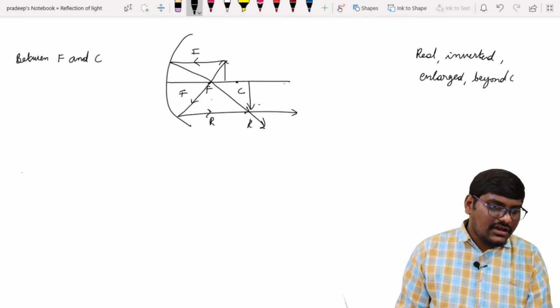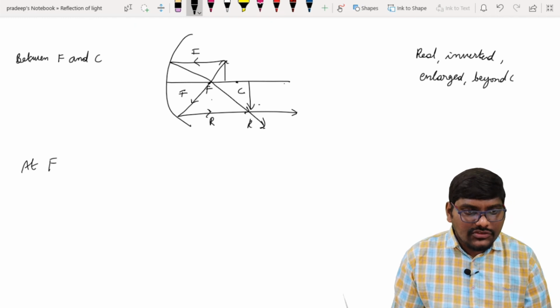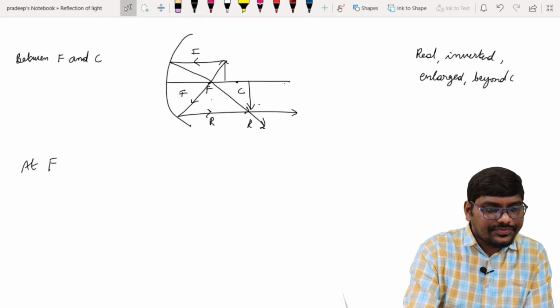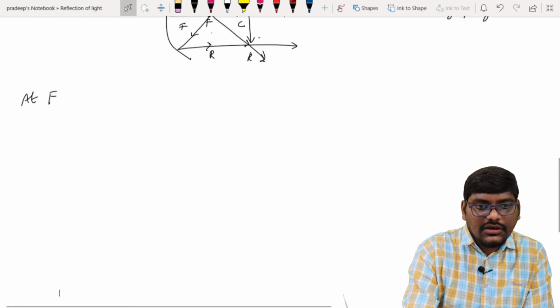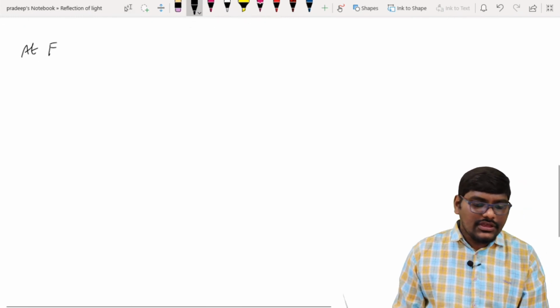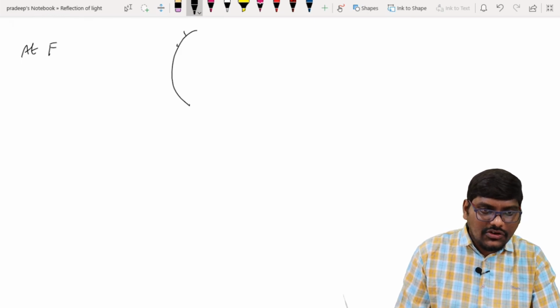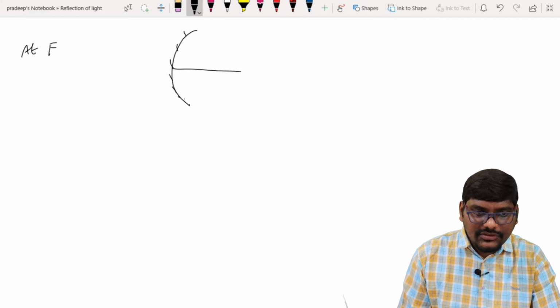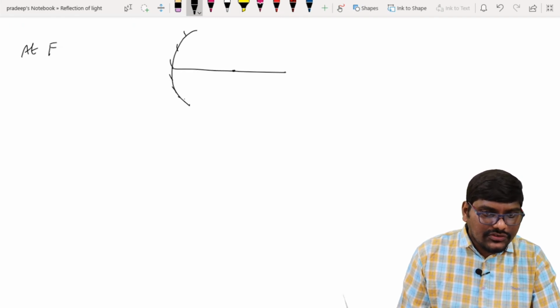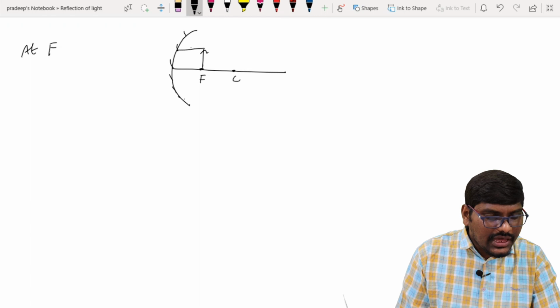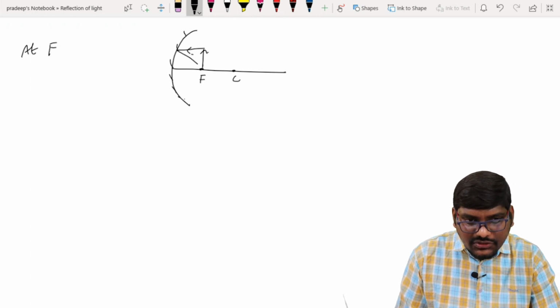So let's see the other one, at F. We have seen between F and C, now we will see at F, and try to understand it in a better way. So when the object is at F, this is a concave mirror, coated on one side, and of course this is the principal axis. Now this is the center, and the focus is over here. Here we are keeping the light source over here. Alright, so the light coming goes parallel to the principal axis, and that passes through the focus.